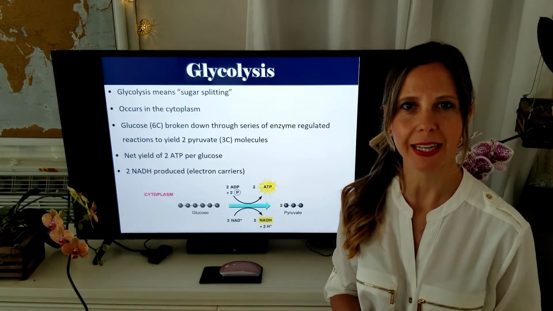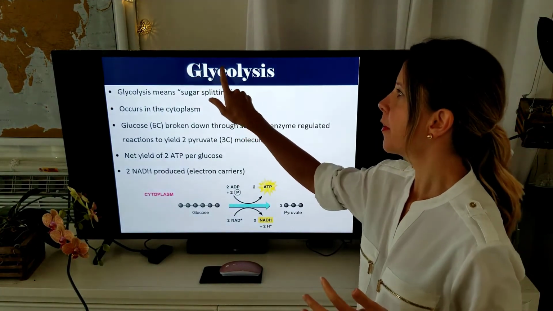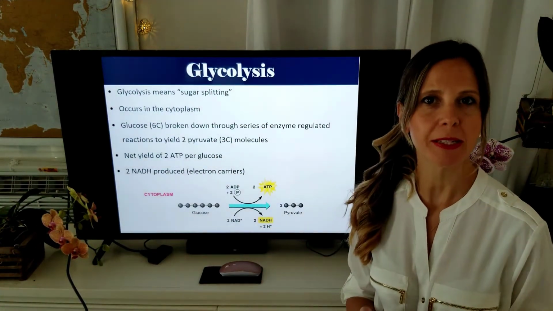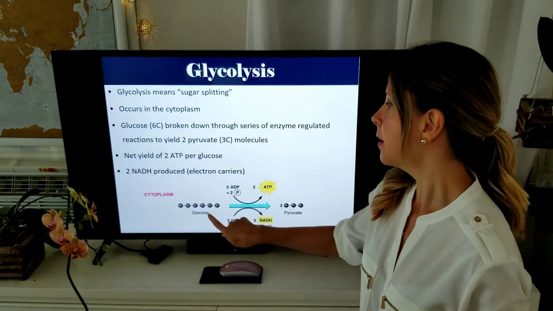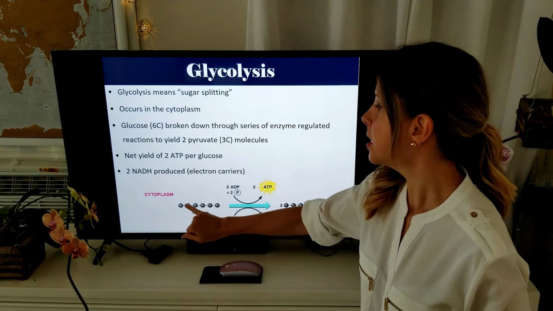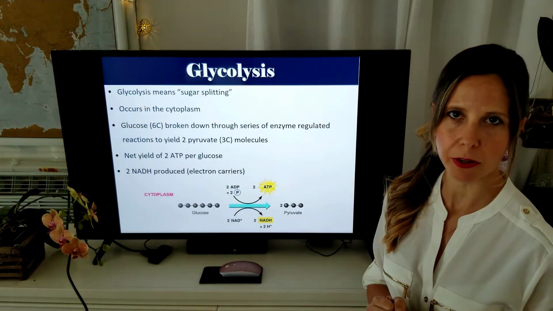Let's start off by looking at glycolysis. If we look at the name glycolysis, glyco is referring to the sugar and lysis means to split. So we're literally splitting that glucose molecule in half. Glucose is a 6-carbon compound. So each of these gray balls is representing a carbon atom that we find inside the glucose molecule.